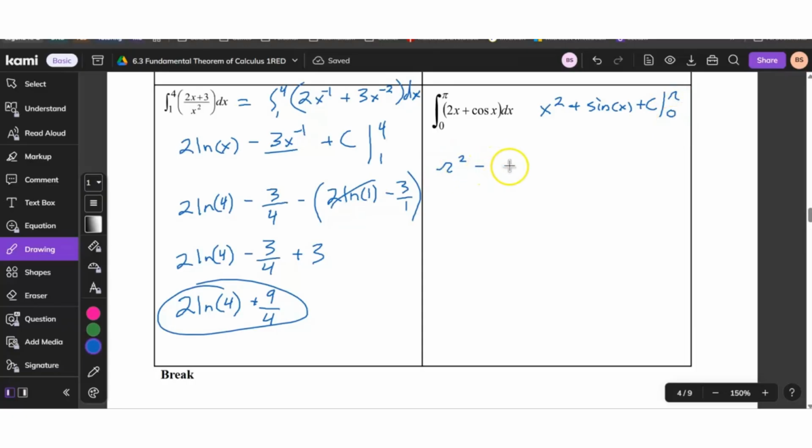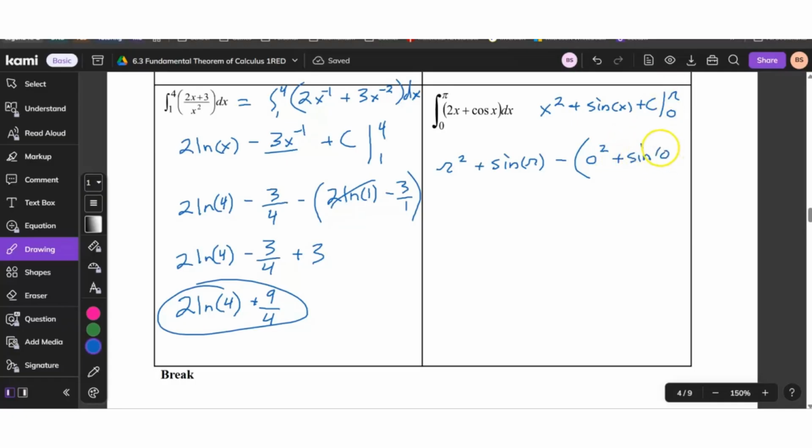So pi squared plus sine of pi. I have a good question. Why do you keep writing this? Because the integral is still technically with a c. But once I evaluate it, it won't matter. It always cancels.